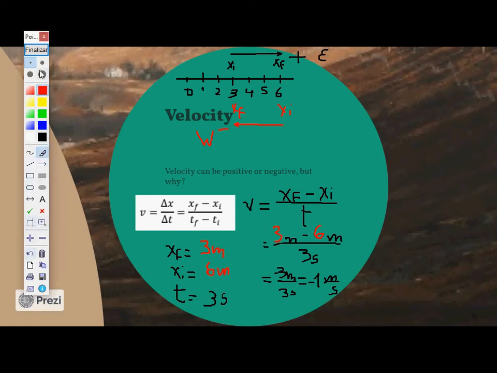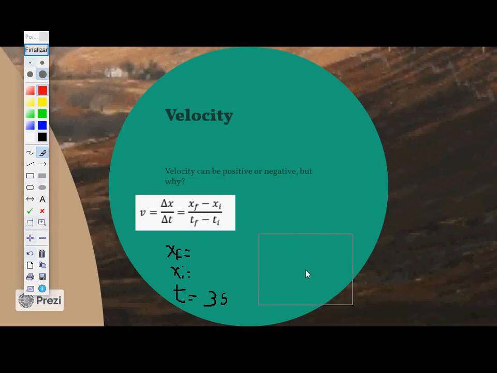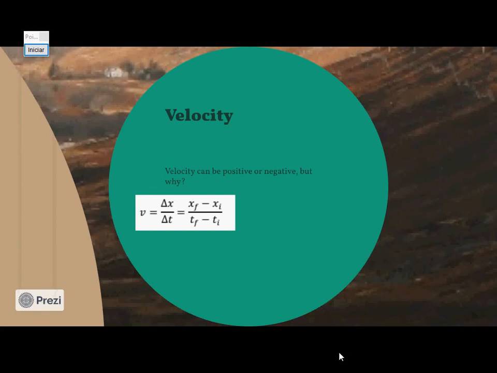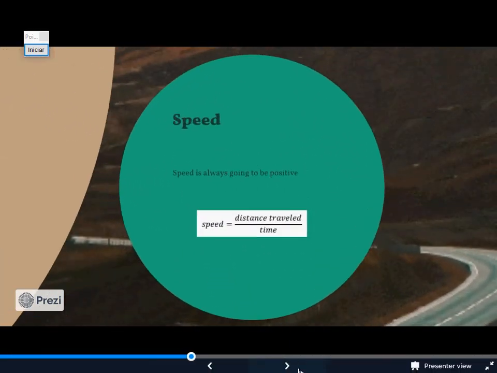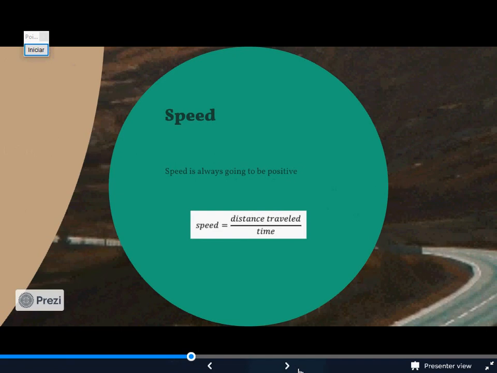But now, because we talk a lot about velocity, what about the speed? Well, the speed is always going to be positive, and the speed is the distance traveled divided by the time. And as you can remember, the distance is always going to be positive, as well as the time. So if the distance is positive and the time is positive, the speed is always going to be positive.